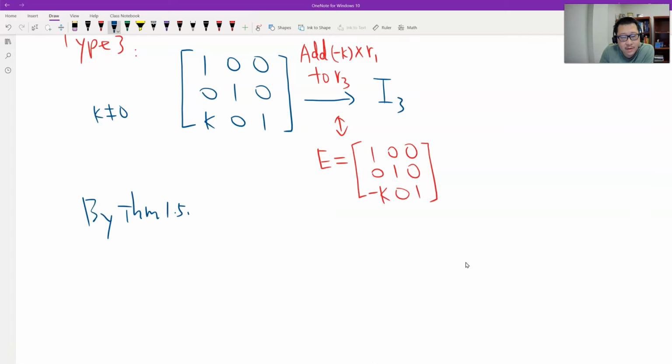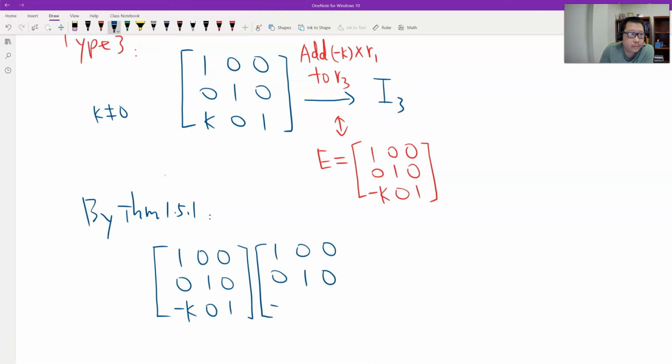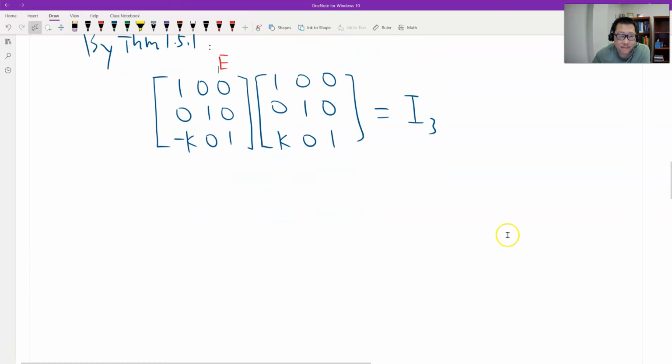By the previous theorem, I can now write it as matrix multiplication: this elementary matrix times this original matrix equals I. Let me write it down. Left multiplying by the elementary matrix is equivalent to the row operation. What does this mean? This means we found the inverse: this matrix is invertible, and the inverse is just this elementary matrix.